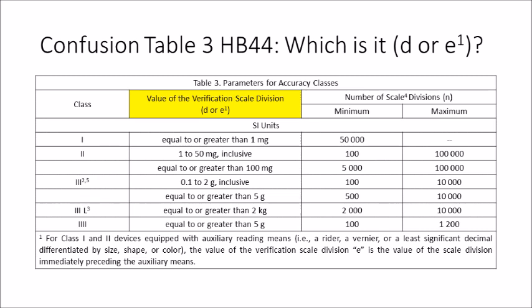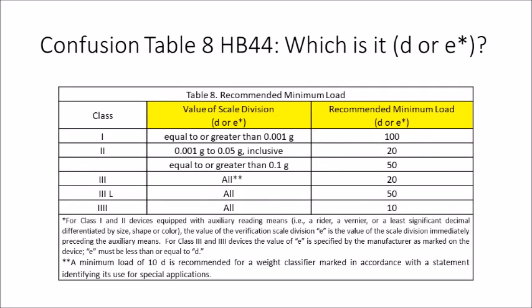The other thing is, notice in column 2, within a class where the verification scale divisions E get very small, the minimum number of scale divisions changes. So once we get from 100 milligram or greater, you have to have 5,000. But if your E is smaller than that, you only need 100 minimum scale divisions. And as we'll see, this carries over into Table 8.